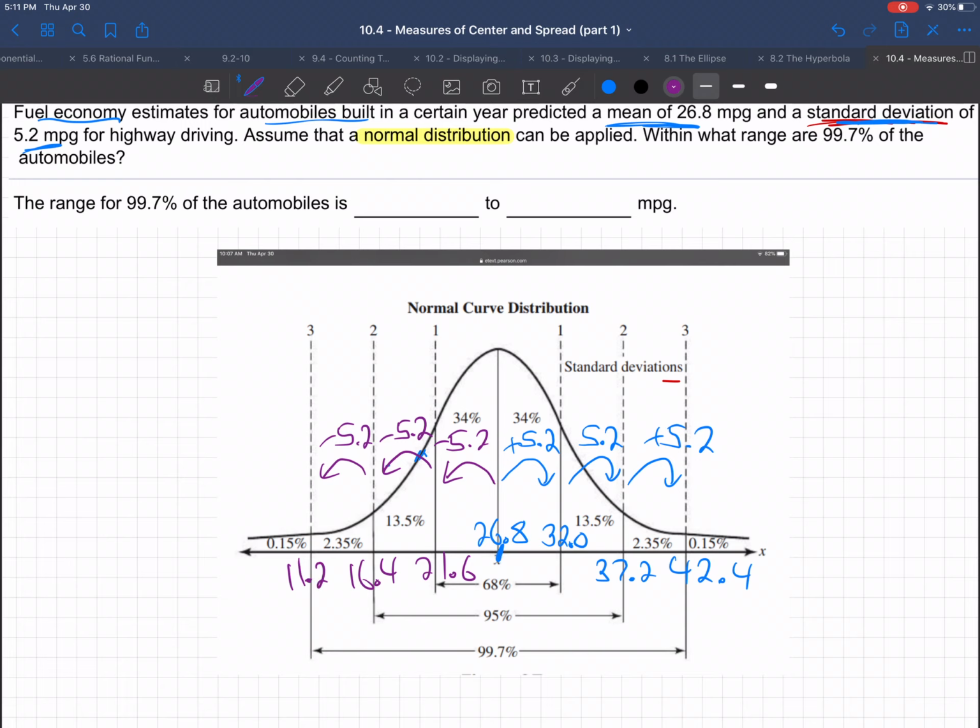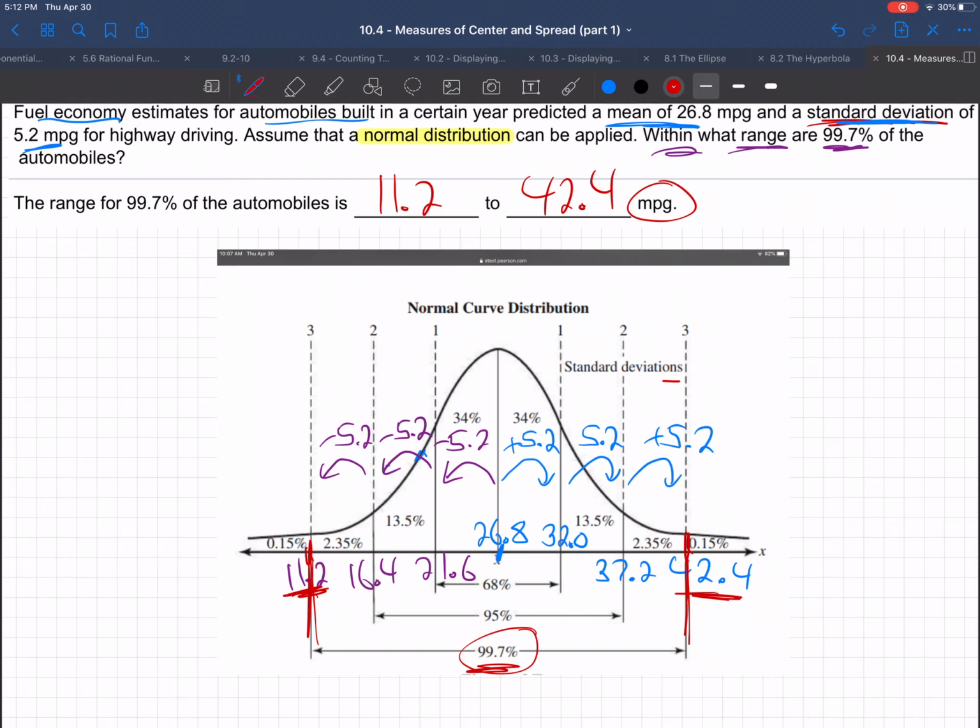So that's pretty low gas mileage. All right, so now what's their question? Within what range are 99.7 of the automobiles? Well, you can see down at the bottom, the 99.7 goes from here to there, doesn't it? So that goes from 11.2 to 42.4. From 11.2 to 42.4 miles per gallon. That means 99.7% of all cars get gas mileage somewhere between 11.2 and 42.4.